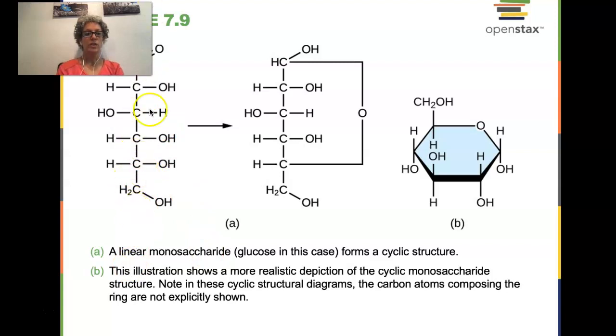We've seen the linear structures of the monosaccharides. In solution, they tend to form the ring structures. So A and B are both glucoses. They are just shown in different formats.